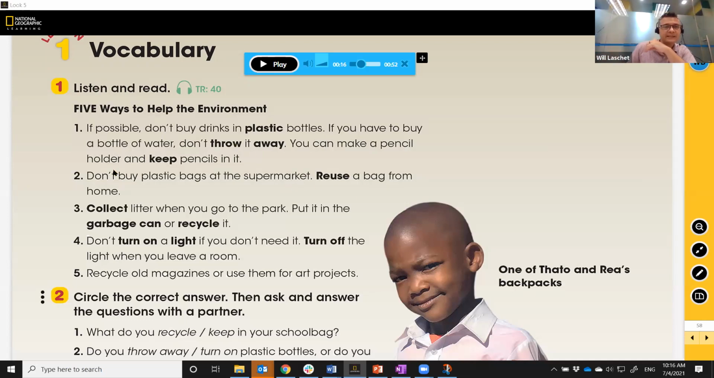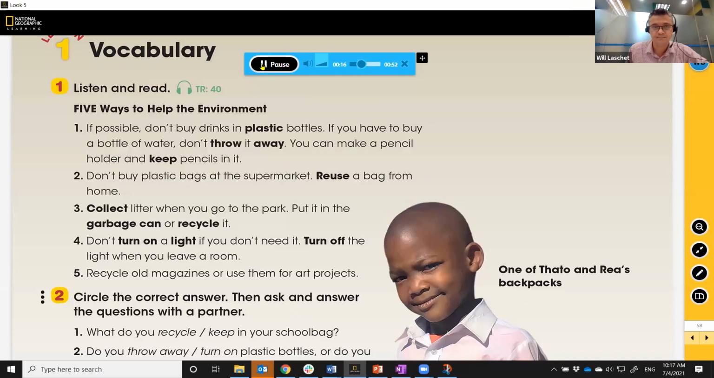It says you can make a pencil holder and you can keep pencils in it. How about this word keep? What does this word mean, and how is it related to throw away? Keep means we can use it again. Jenny's absolutely right. So keep is the opposite of throw away. If I want this bottle, I can keep it, and if I don't want it, I can throw it away. I can put it in the rubbish. So these are two opposites: keep and throw away. Great. Let's listen to the next one.